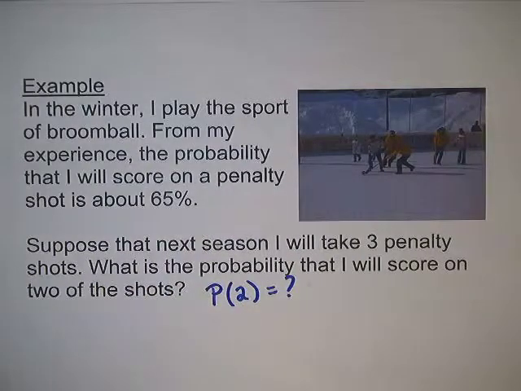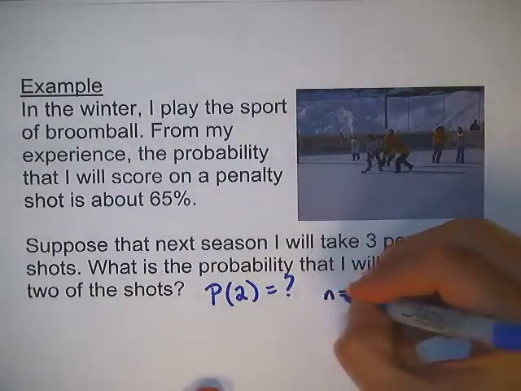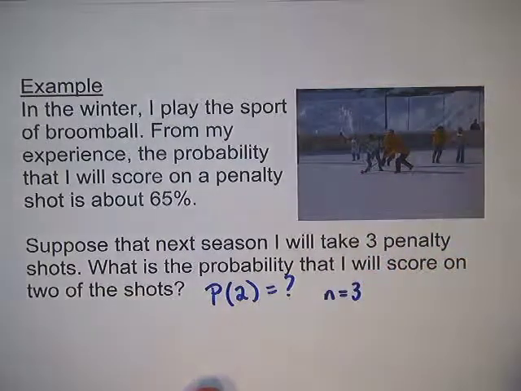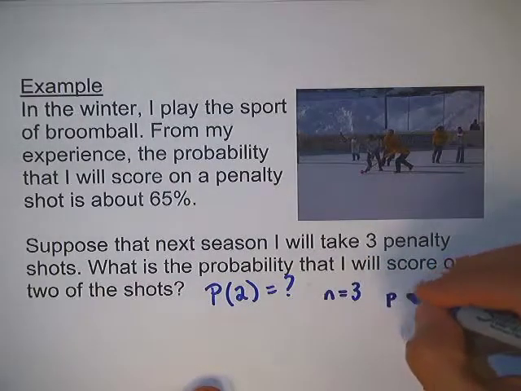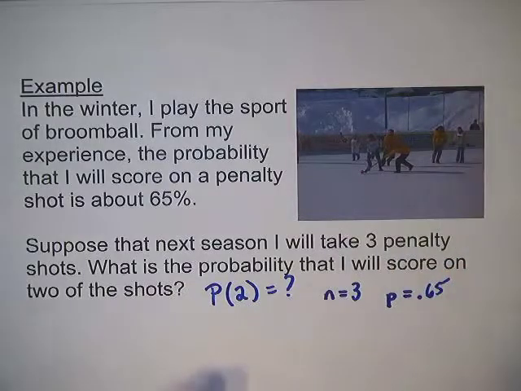So let's apply that formula to calculate P of 2. What we need again are a couple different parameters here. We know that n is 3 here because we're doing 3 shots. Lowercase p, which is the probability of success, is 0.65. And now at this point we can use the formula to calculate this probability.